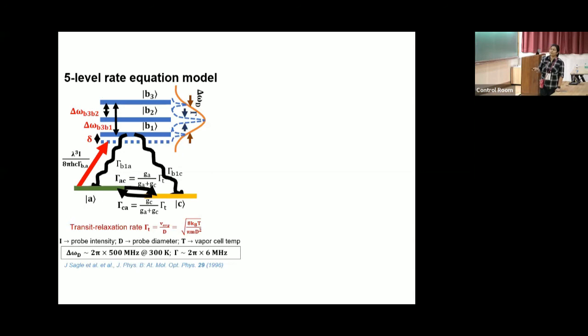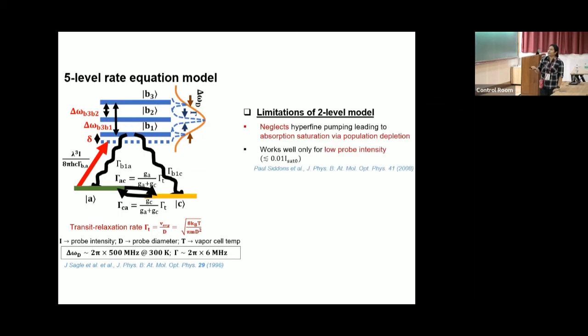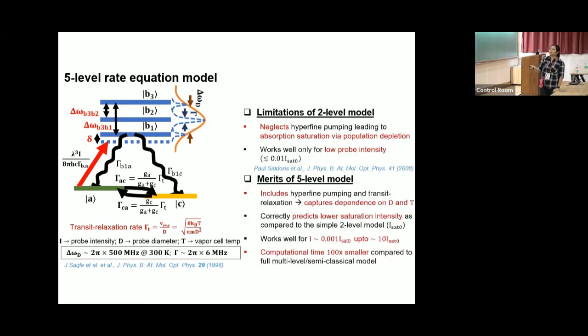These are the 2 hyperfine ground levels that one can imagine. One of these ground levels is coupled via this probe beam, and it can have transitions to the 3 dipole allowed excited hyperfine states. Apart from that, the other hyperfine ground level participates and is important because of hyperfine pumping. The limitation of the 2-level model is that hyperfine pumping is very important here because it leads to absorption saturation via population depletion. The 2-level model neglects it, and we see that the experimental results are not satisfied by it, and it only works for very low probe intensity.